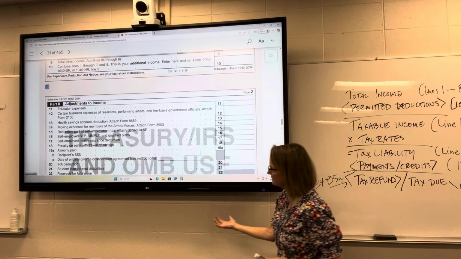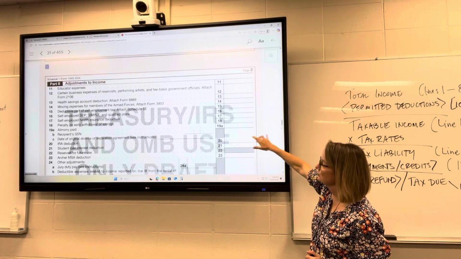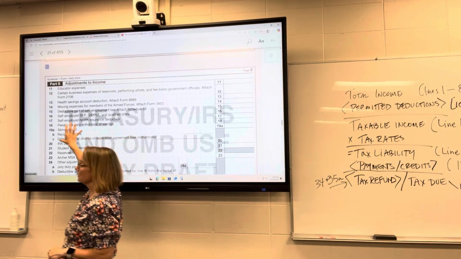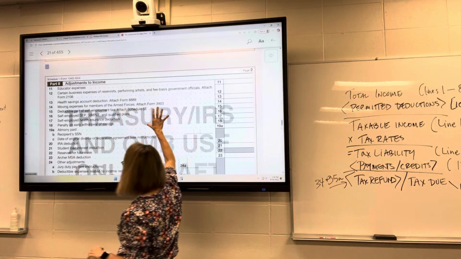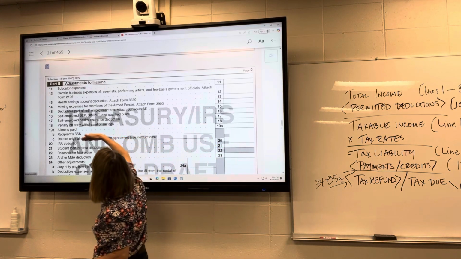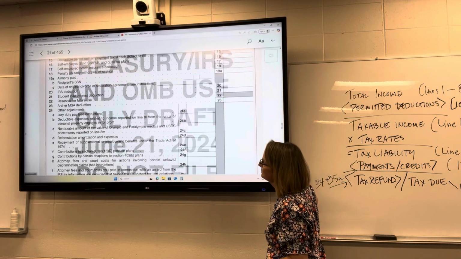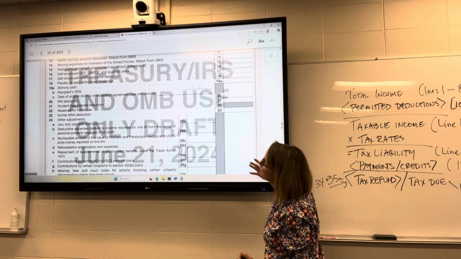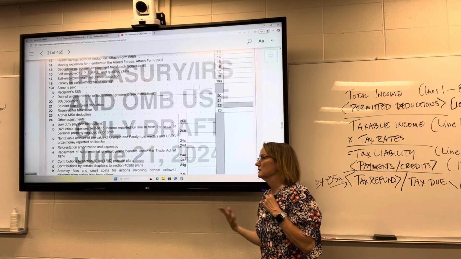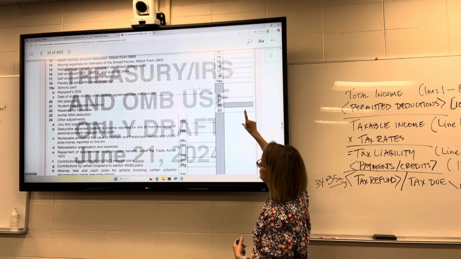Things like educator expenses, moving expenses for members of the armed forces, certain retirement contributions, self-employed health insurance deduction. We're going to go through all of these. Well, not all of these. We go through most of these in detail. A lot of the other ones we do not go through. Student loan interest deduction, we do go through that. So if you're paying back a student loan and you paid interest on it, that interest could be deductible.